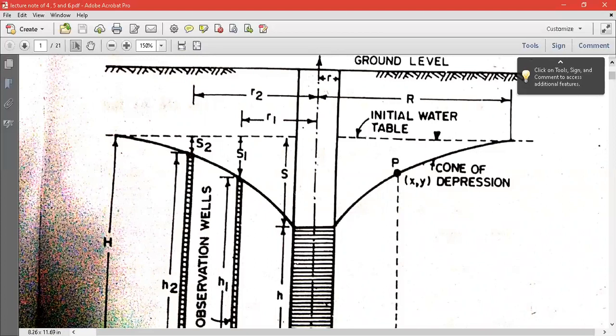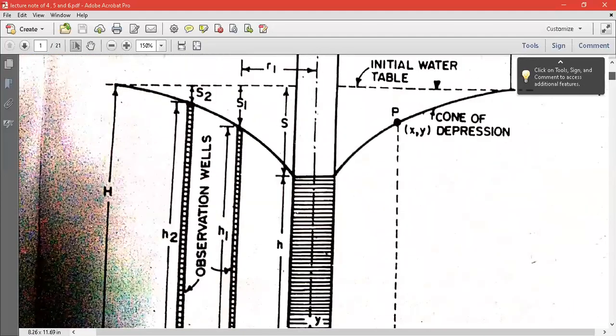When the water is pumped out or extracted from the well, the piezometric surface, the top surface of the depression cone, a parabolic depression cone as you have seen, is formed. It coincides with the ground surface at a distance capital R, which is called the radius of influence, measured from the center of the well. And small h is the depth of water inside the well after the drawdown.